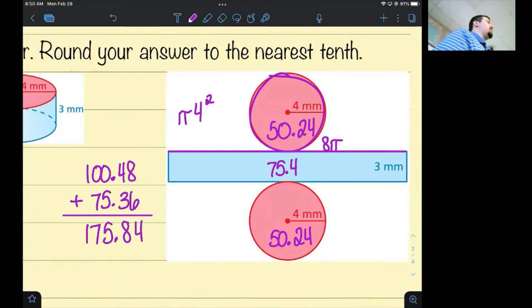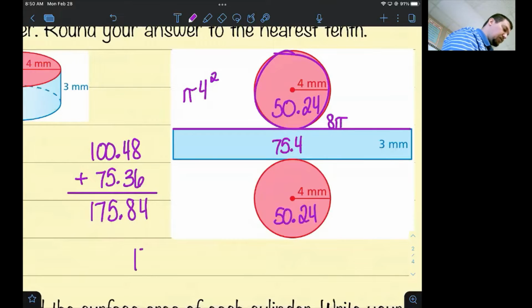Are we going to say 175.8 or 175.9? 0.8, the 4 is not enough. So we'll say final answer is 175.9. And then it's an area problem.